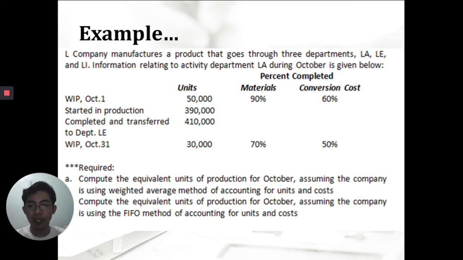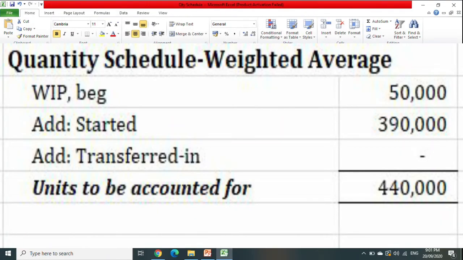Required. Compute the equivalent units of production for October assuming the company is using the weighted average method of accounting for units and costs. And next, compute the equivalent units of production for October assuming the company is using the FIFO method of accounting for units and costs. So let's proceed to the first one. What is the WIP beginning? It's 50,000 units. Started is 390,000 units.